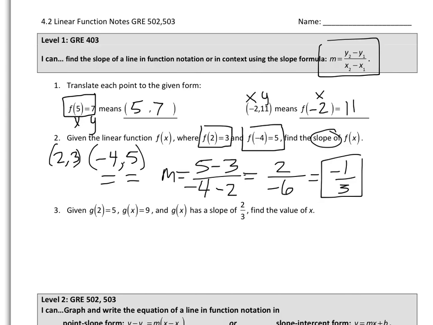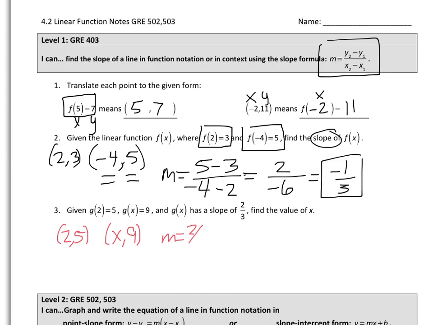Okay, hopefully pretty straightforward. For number 3, we have 2, 5, right? G of 2 equals 5. And then be careful, we have x, 9. Kind of weird, but one of the points has an x value of x. We don't know. But we do know that the slope equals 2/3.